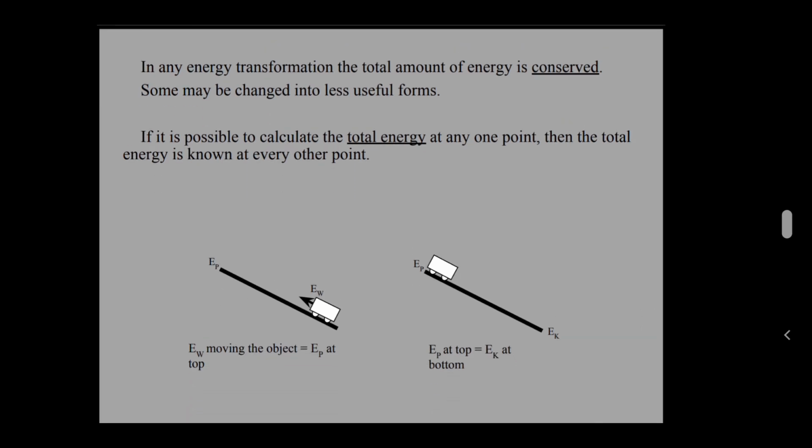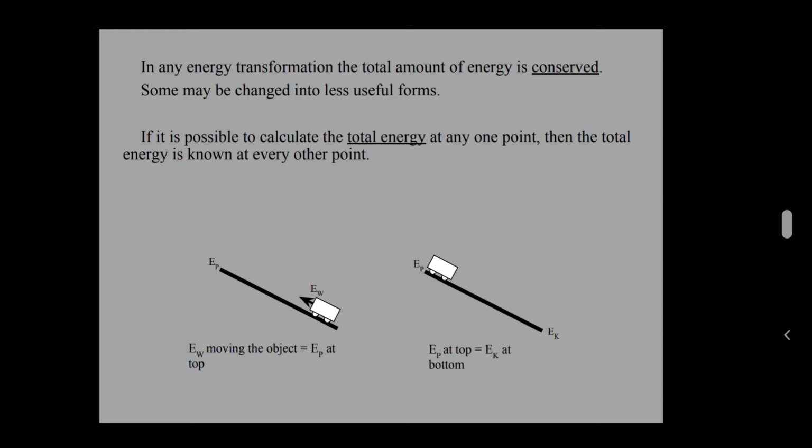Okay, so in any transformation, the total amount of energy is conserved. Some may be changed into less usable forms. So if it is possible to calculate the total energy at one point, then the total energy is known at every other point. So for example, if you know the total energy at the top of a slope, then you will know that that is the same energy that will then be transferred to kinetic energy at the bottom of the slope.